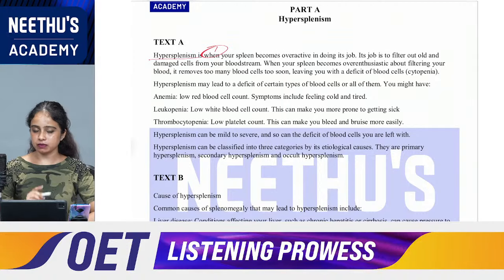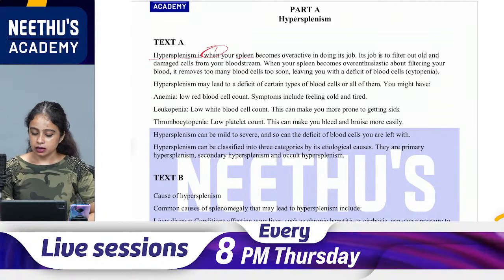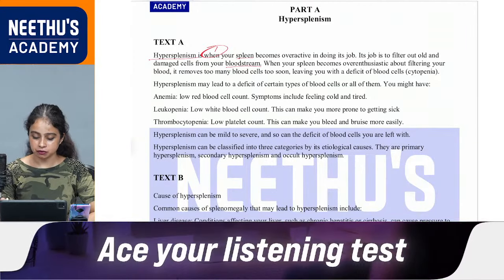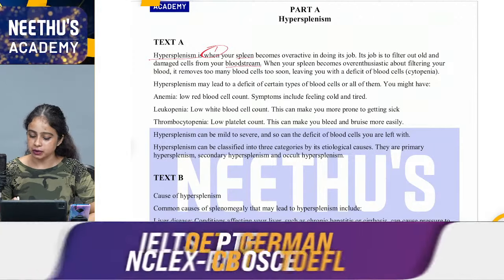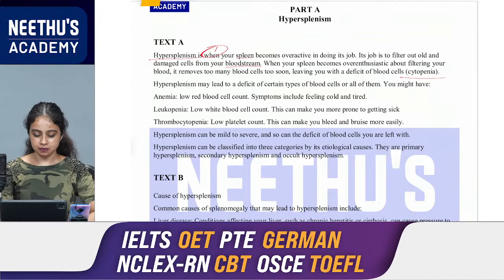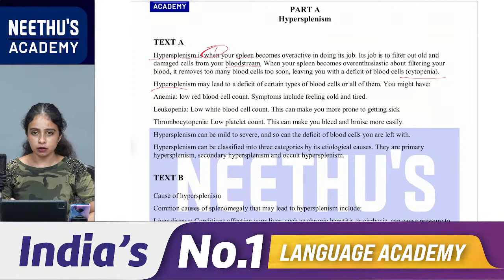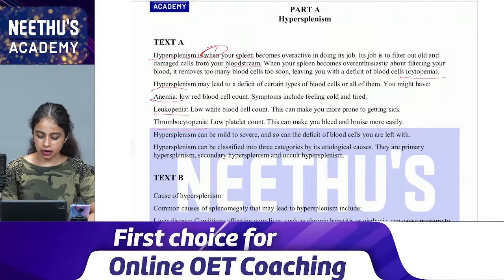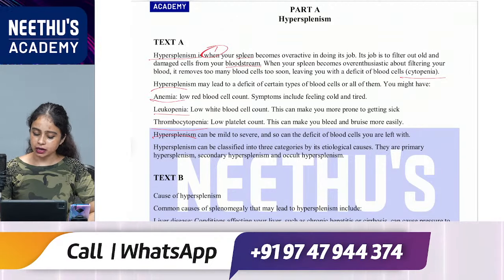That is a word that indicates time. Then spleen, filter out and damage cells in the bloodstream. When your spleen becomes over enthusiastic about filtering your blood, it removes too many blood cells too soon, leaving you with a deficit of blood cells, cytopenia. Then hypersplenism may lead to deficit of certain types of blood cells or all of them. You might have anemia, leukopenia, thrombocytopenia. Then hypersplenism can be mild to severe, and so can the deficit of blood cells you are left with.